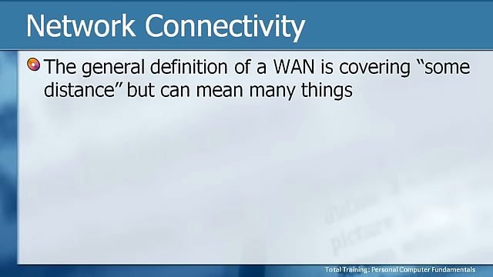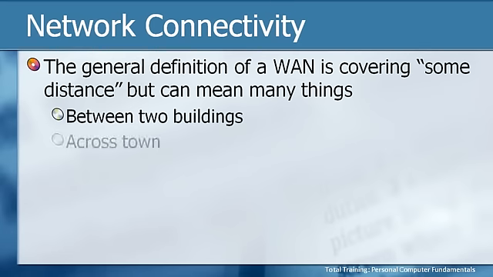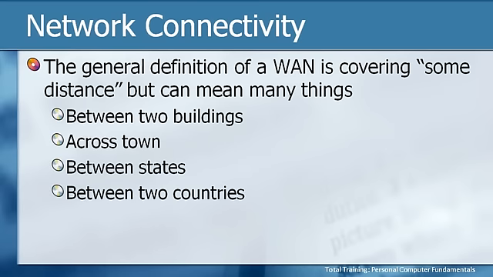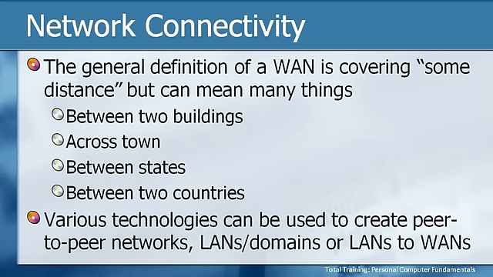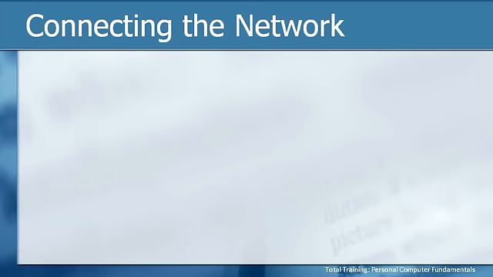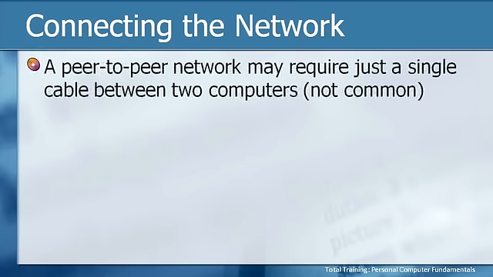The general definition of a WAN is covering some distance, but remember that that can mean many things. It could be between 2 buildings within a city. It could be across town. It could be between states, or even between 2 countries. Various technologies can be used, though, to create peer-to-peer networks, LANs, domains, or LANs to WANs. And that's where we get into all kinds of wonderful technologies, everything from actual cabling to phone lines and even satellites. In order to connect the network, though, we have to use some particular equipment.